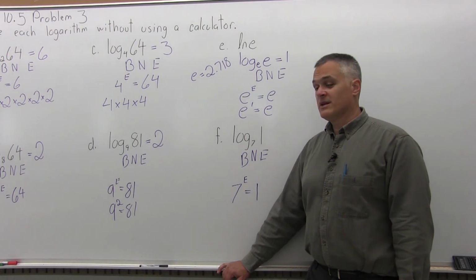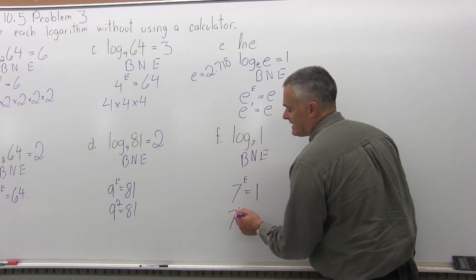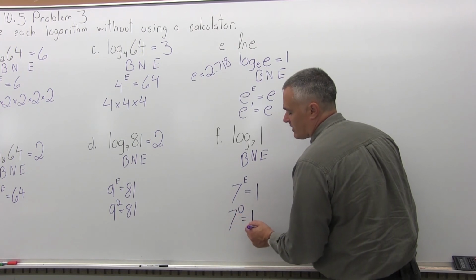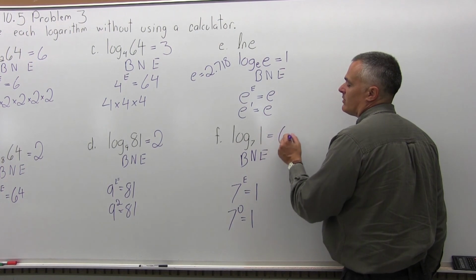This one you might have to think about a little bit, but once you see it, you'll realize what it has to be. 7 to the 0 power equals 1. Remember, anything to the 0 power is 1. So log base 7 of 1 equals 0.